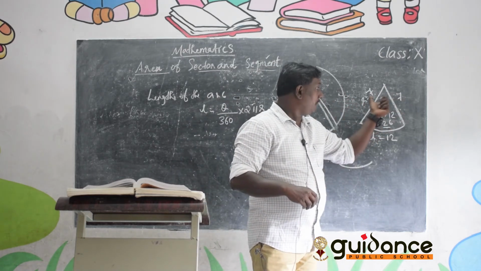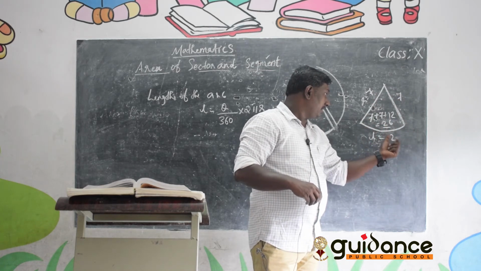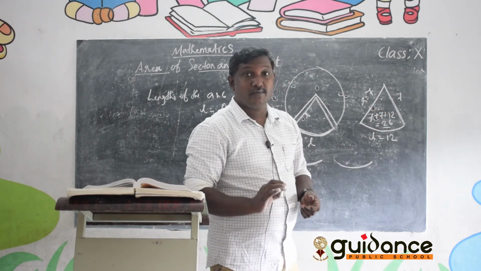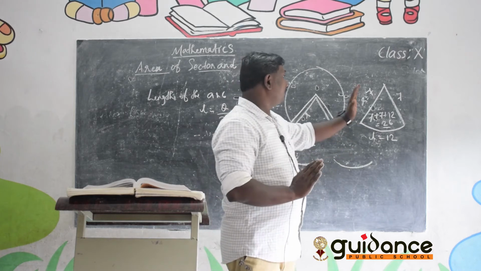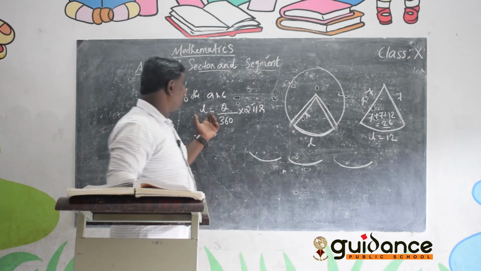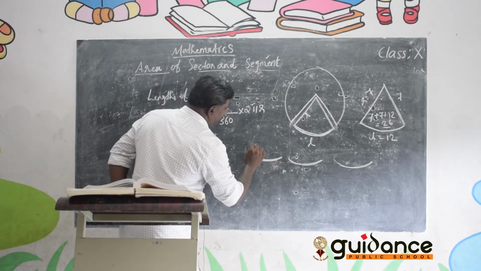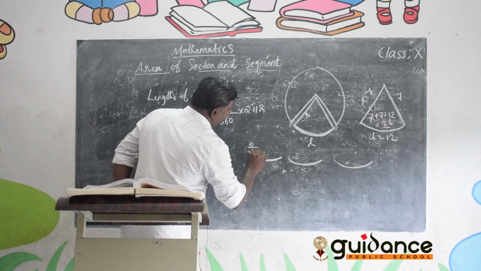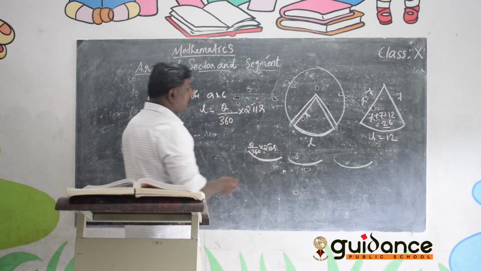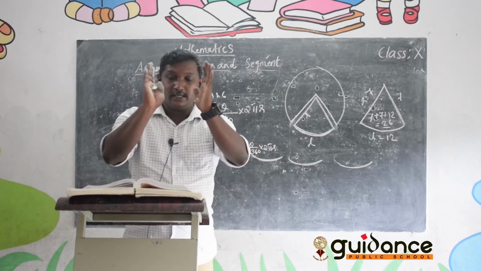So we have to add the radius twice. Look here: the length of the arc is 12. After that we have to add these 2 sides also. Only then will we get the perimeter of the sector. This is the length of the arc, and for finding this portion we consider theta by 360 into 2 pi r. From this equation we get the length of the arc.